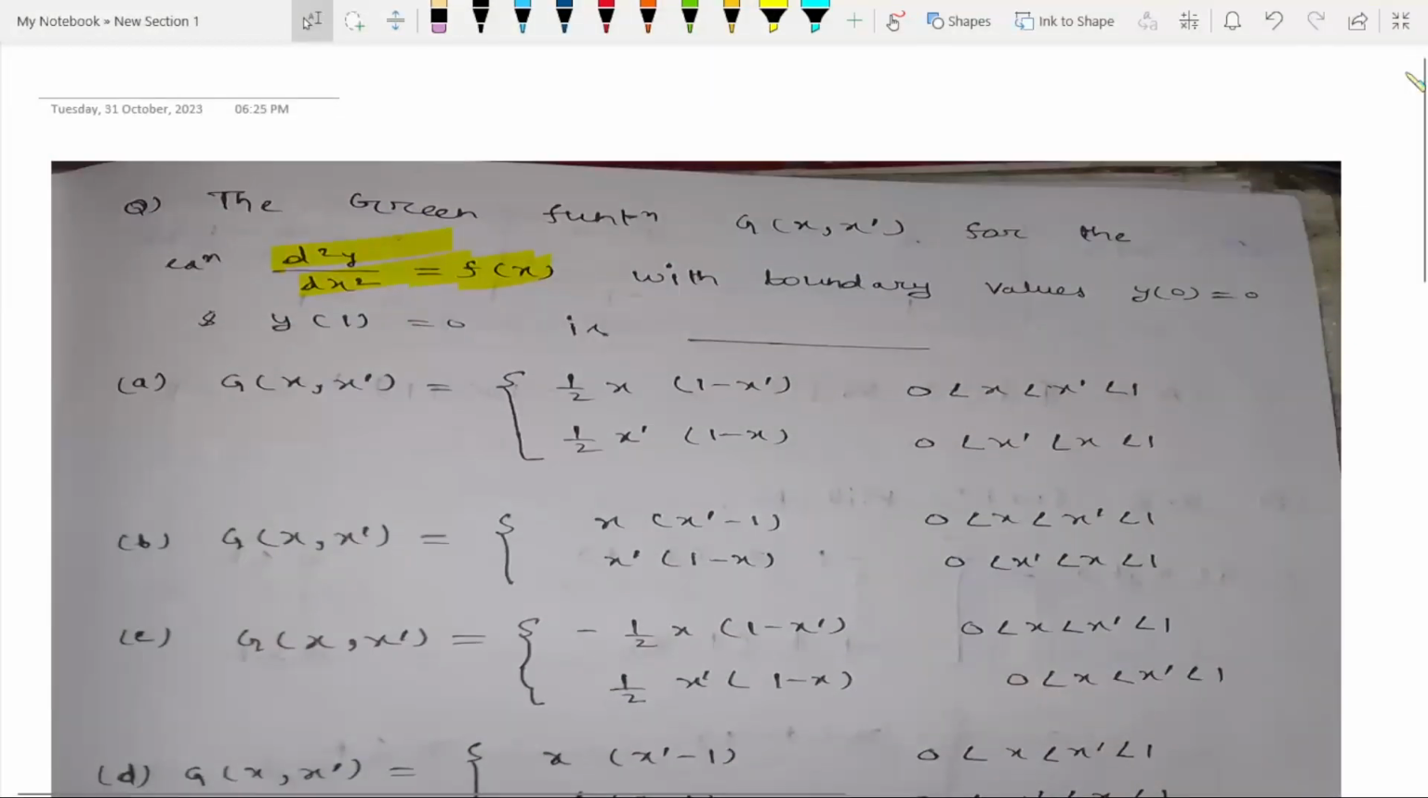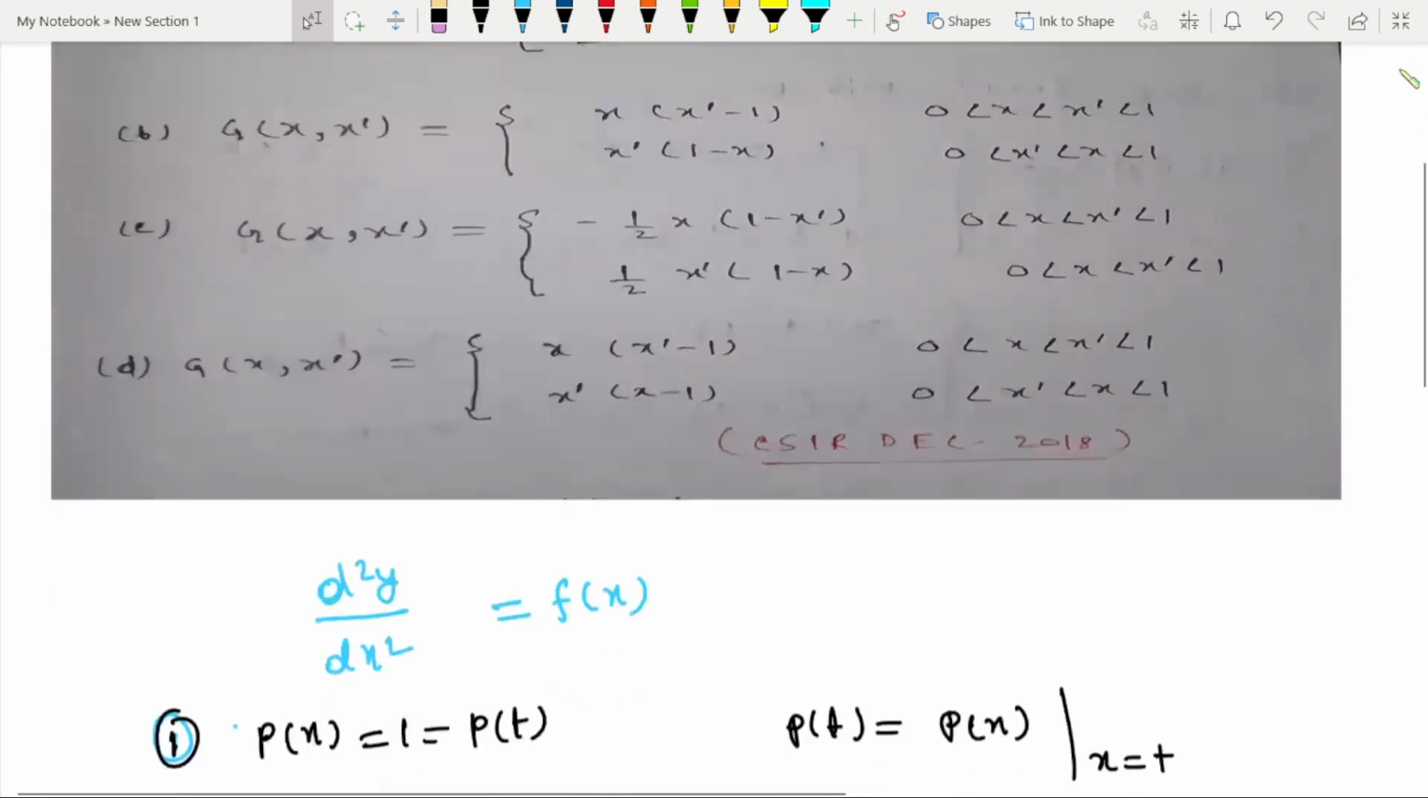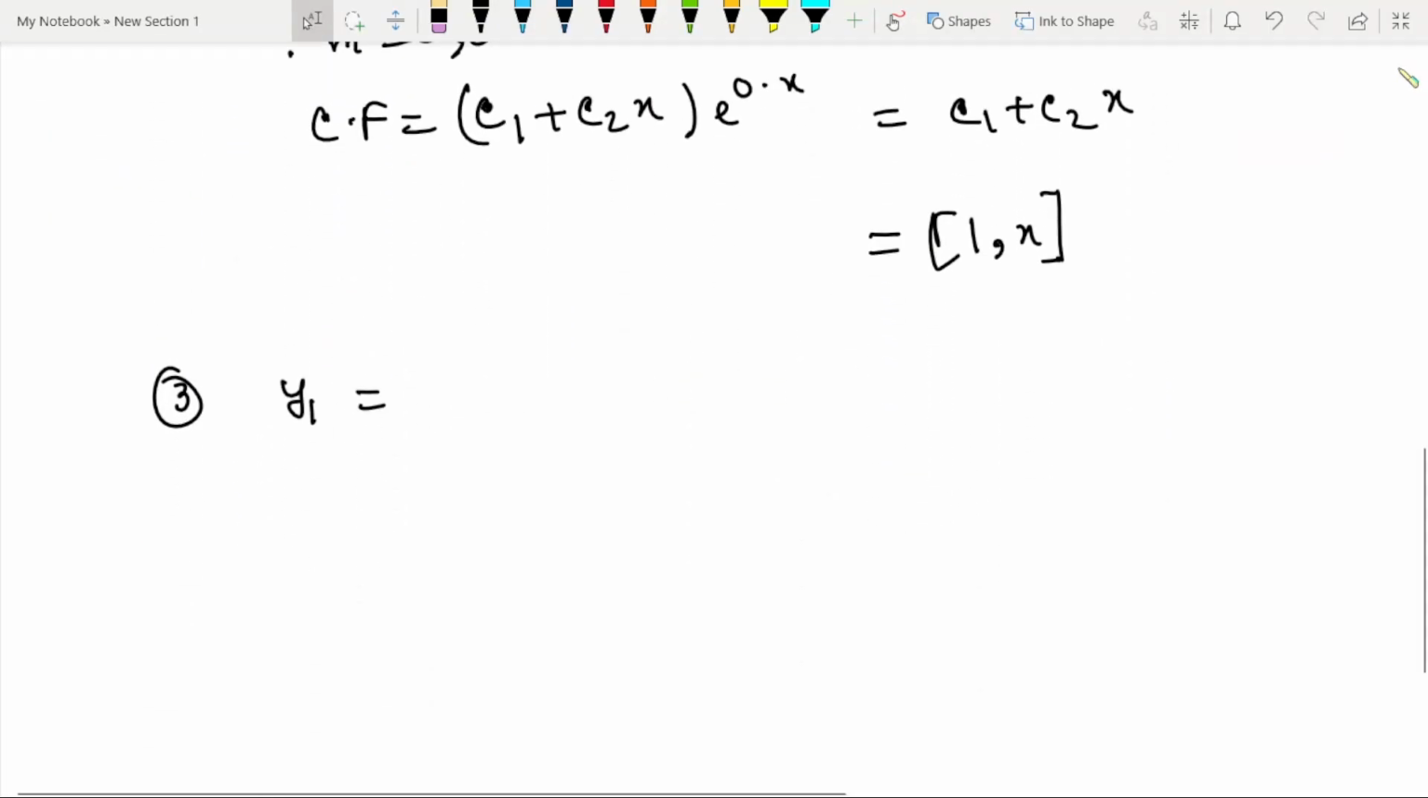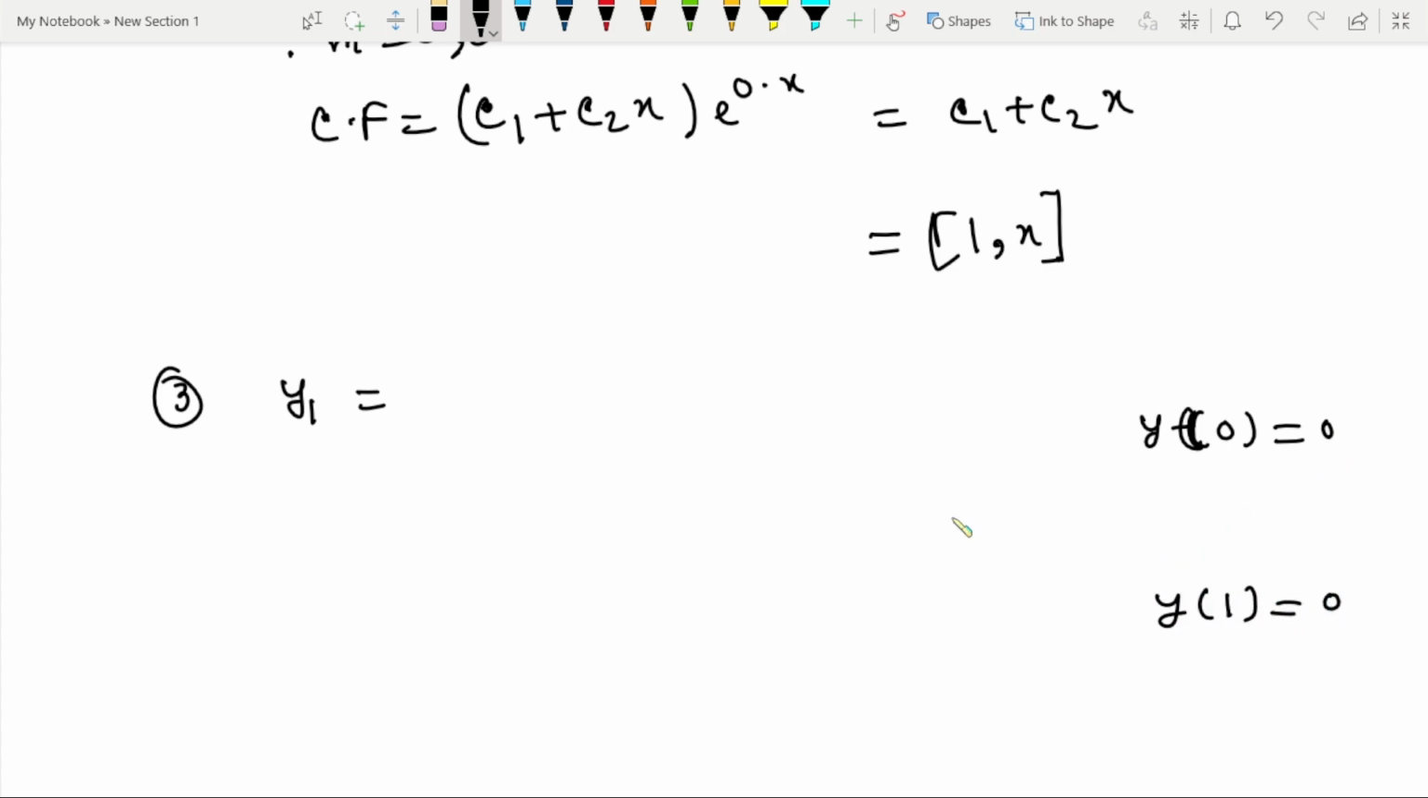So boundary condition kya hai hamara? Y0 is equals to 0, y1 is equals to 0. So our boundary condition is, likh lete hain yahan par, pehla boundary condition kya hai? y0 is equals to 0, and second boundary condition hai y1 is equals to 0. So hum y1 x ko likh dete hain, kyunki at x is equals to 0, y is equals to 0. Agar x ke jagah hum 0 put kar denge to y is equals to 0, matlab pehla boundary condition hamara satisfy kar raha hai.